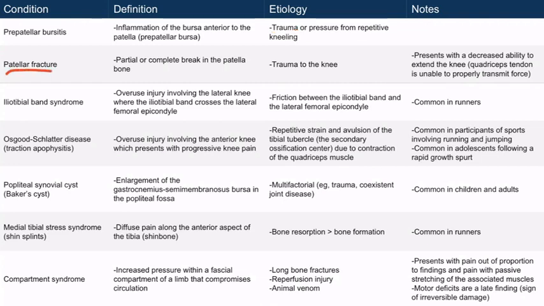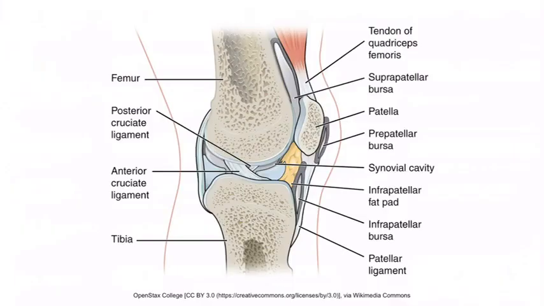A patellar fracture is pretty straightforward. This is a partial or complete break in the patella bone, which occurs due to trauma to the knee. It presents with a decreased ability to extend the knee because the quadriceps tendon is unable to properly transmit force. If we return to this image, we can see that the patella acts as a bridge between the quadriceps tendon and the patellar ligament, which inserts on the tibia. Therefore, an intact patella is necessary for the force of the quadriceps muscle to be properly transmitted to the tibia. This is why a patellar fracture will result in weakness with knee extension.